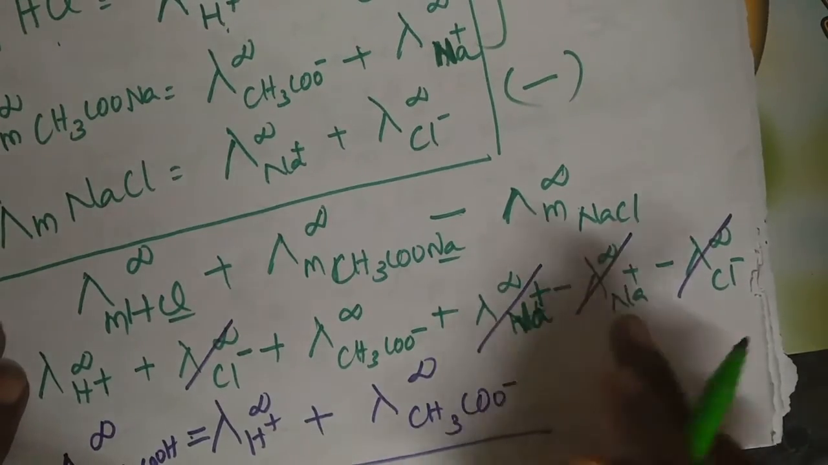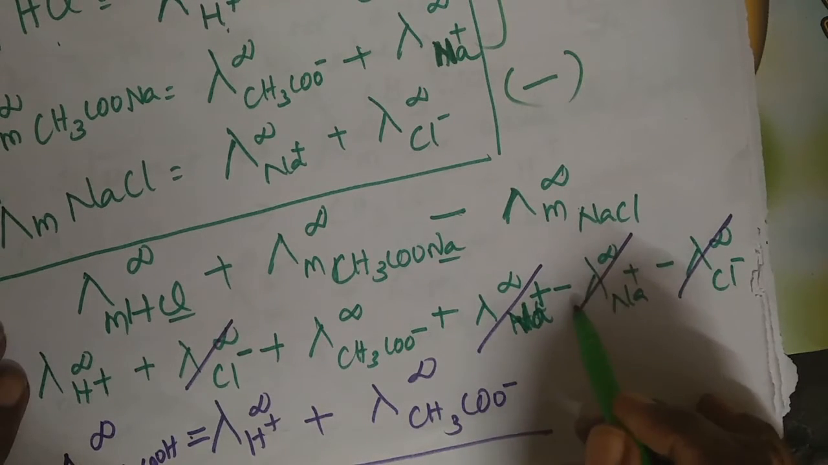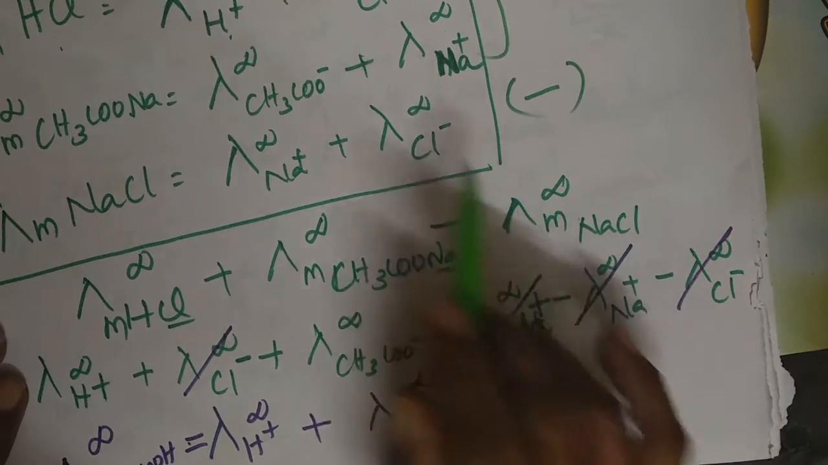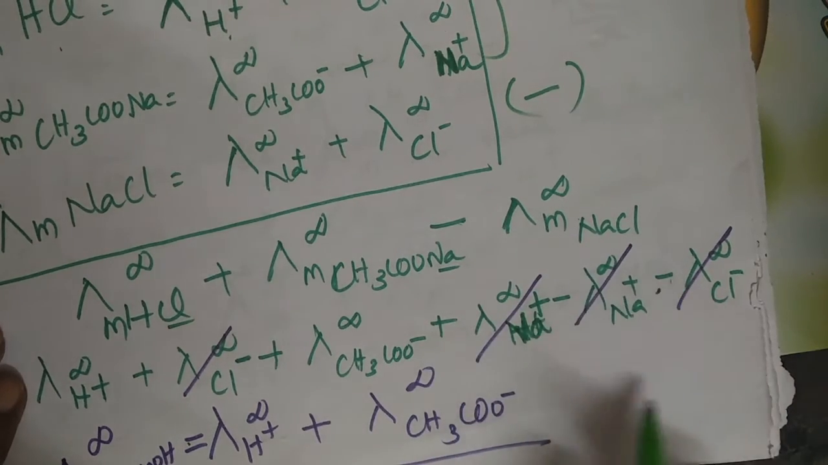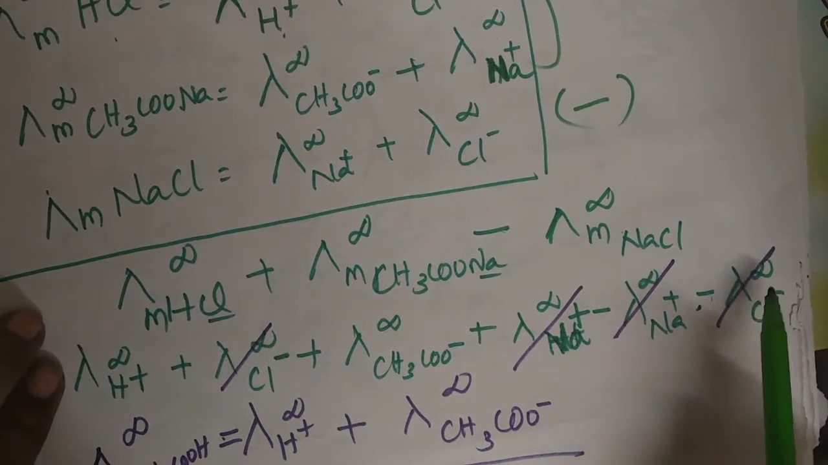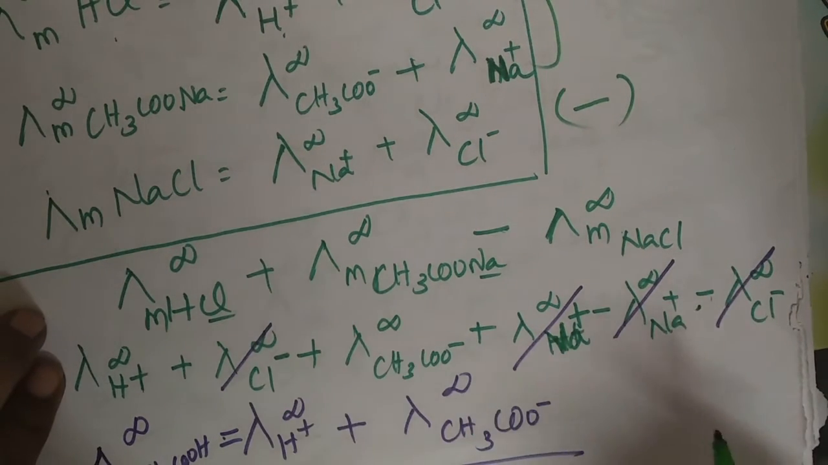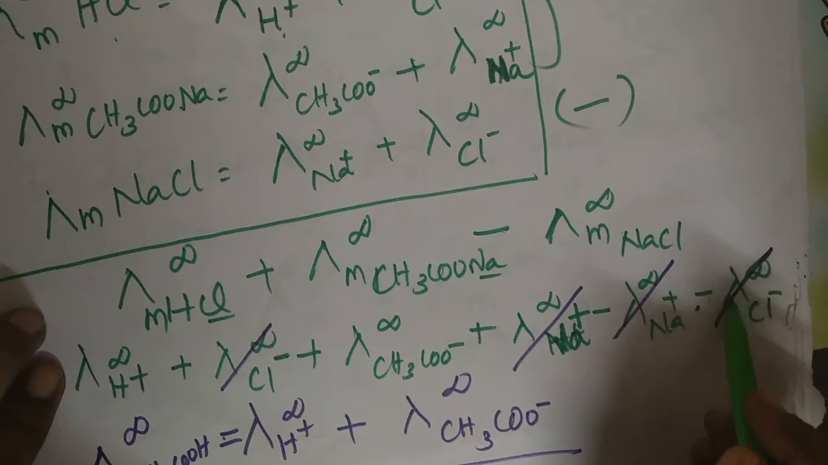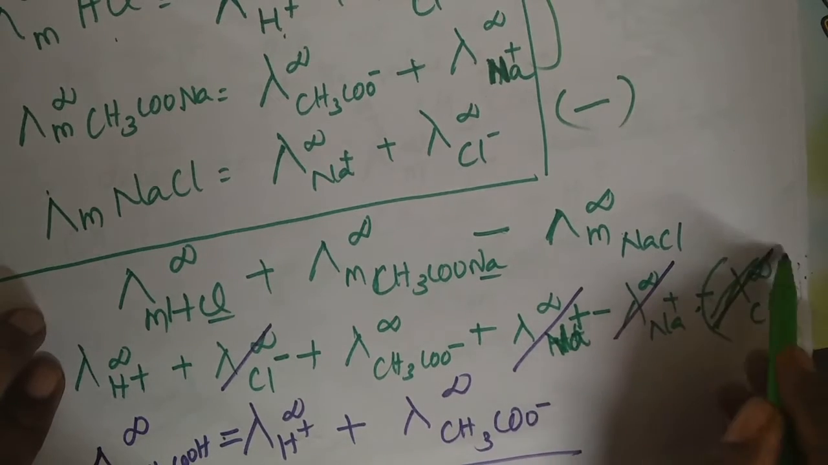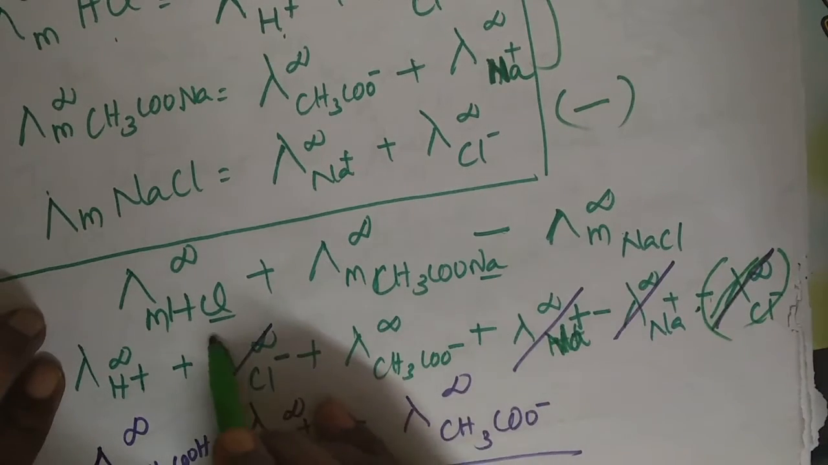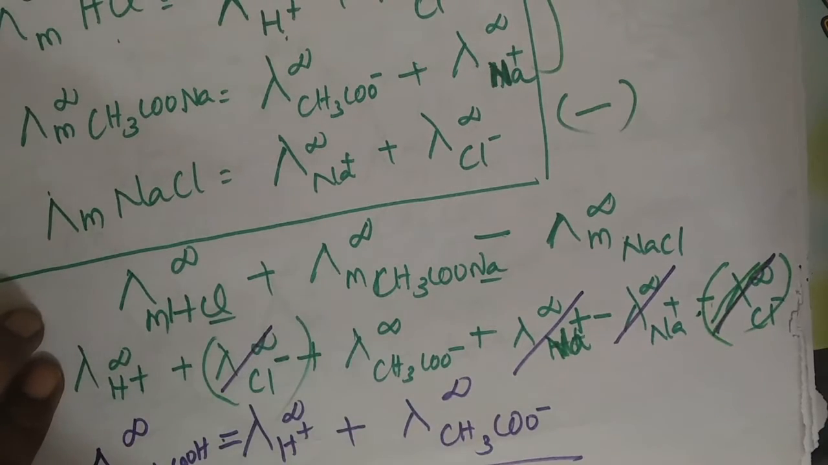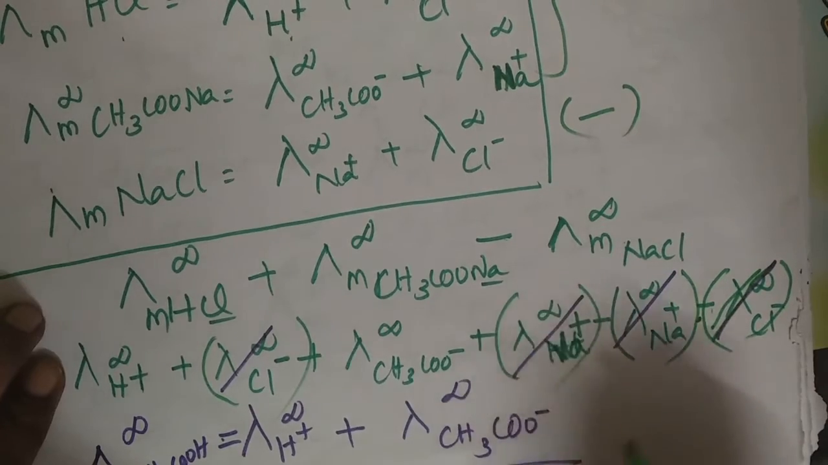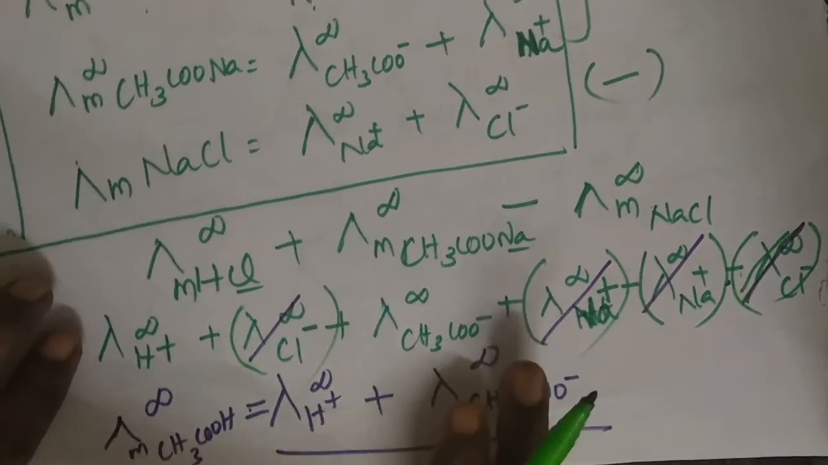Why minus? I have put the sign, so minus of plus becomes minus over here: minus of lambda Na plus infinity, and minus of lambda Cl minus infinity. I have struck them out and kept them for you. This Cl minus cancels with that Cl minus, and this minus of Na plus and this plus of Na plus both get cancelled. So what is left here?